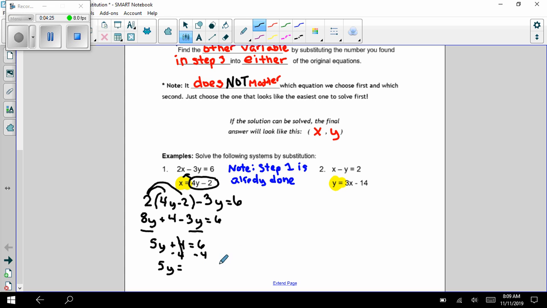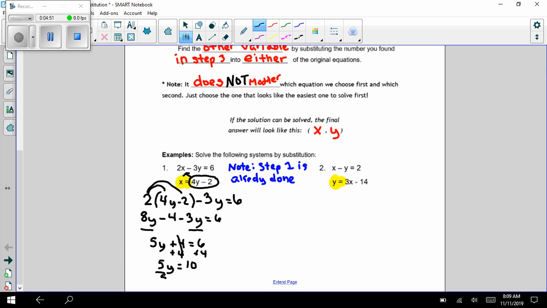Oh, I made a mistake, didn't I? 2 times negative 2 is actually negative 4. So this guy right here should have been a negative. I should have brought a negative down. The opposite of minus 4 is, that's right, add 4. 6 plus 4 is 10. One stepper here, divide both sides by 5. And I know 10 divided by 5 is 2. So I am about halfway done with this system of equations.